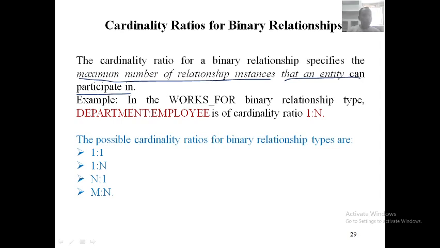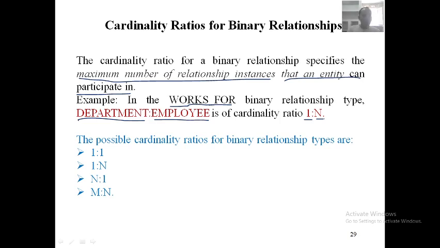Example: in the Works For relationship, there is one department. Which are the entities? Department will be there and employee will be there. These two are the entity types which are participating. What is the cardinality ratio of this? 1 is to n. One department, there are n number of employees. For a particular department, you can have 3, 4, 5, 6, n number. N can be any integer value.